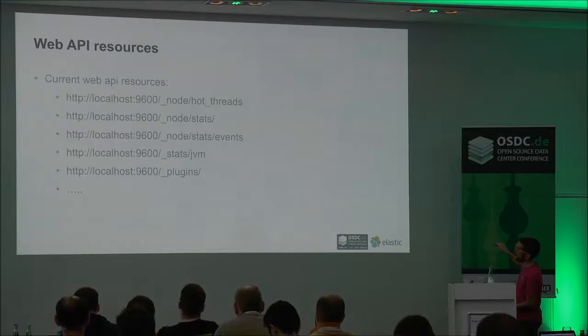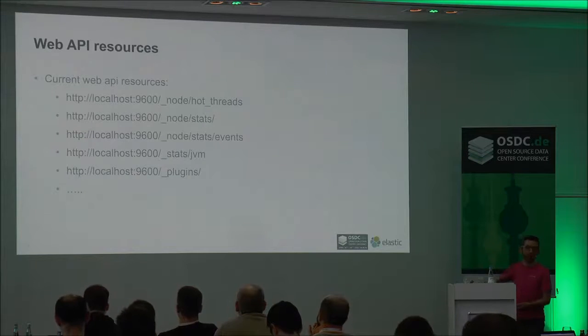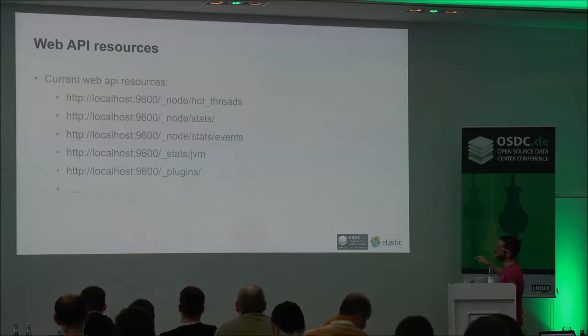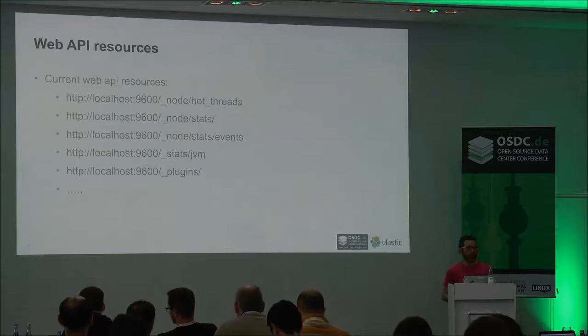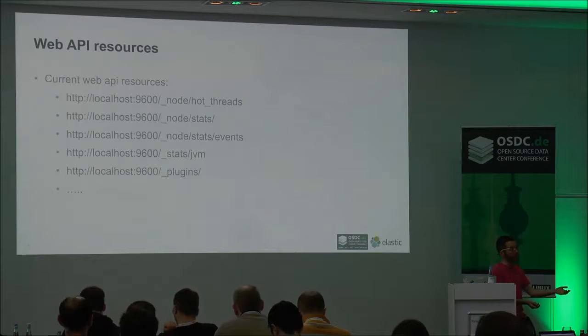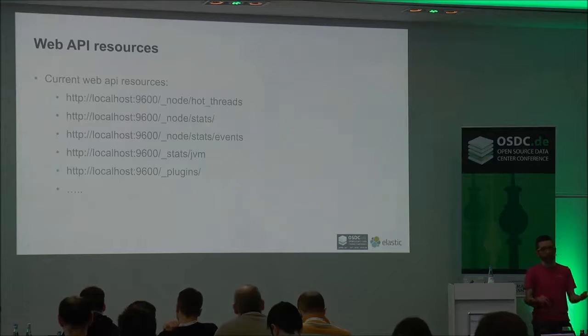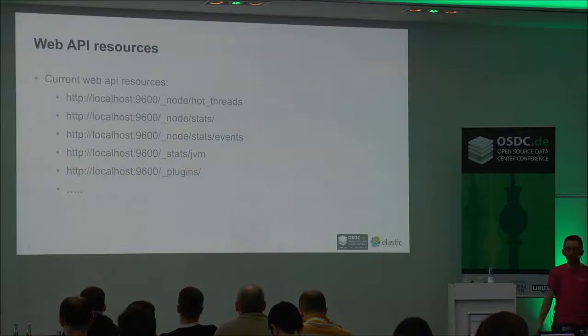It's going to give you all the stats of the node, and for every key you can narrow down if you just want the events. You get JVM information. You get plugins information, because you want to know, for example, which plugins you have installed, or what the throughput is in a given plugin.